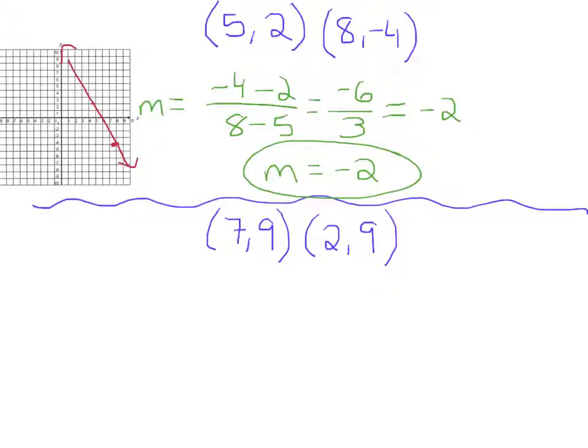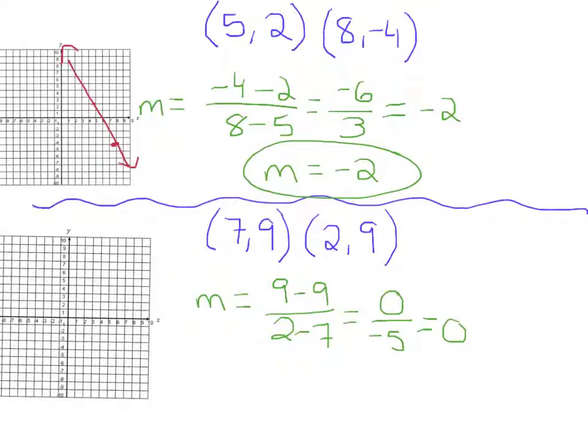And now for the second example. In this example, you should get that the slope is 0. And if you plot those 2 points, this should make sense because, let's see, the point 7, 9, and then the point over 2 up 9, if you connect those 2 dots, it's just a horizontal line which has slope 0.